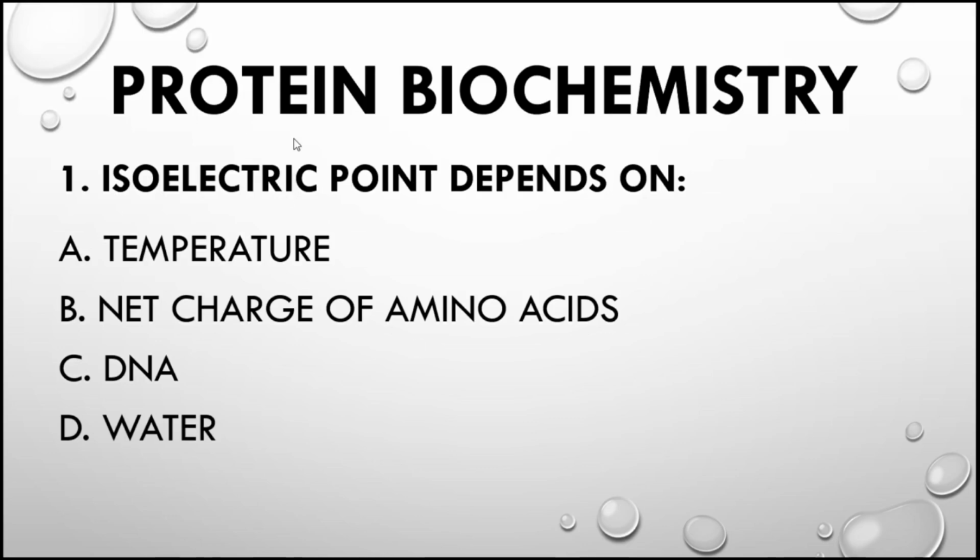MCQ Protein Biochemistry. Question 1. Isoelectric point depends on: A. Temperature, B. Net charge of amino acid, C. DNA, D. Water. They depend on option B, net charge of amino acids. That's the correct one.